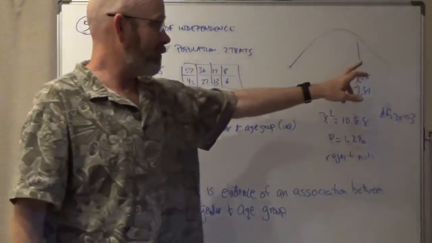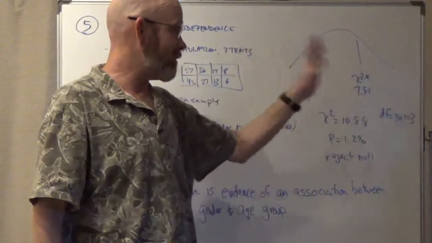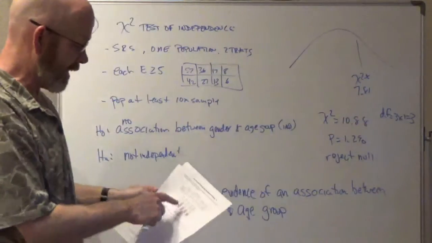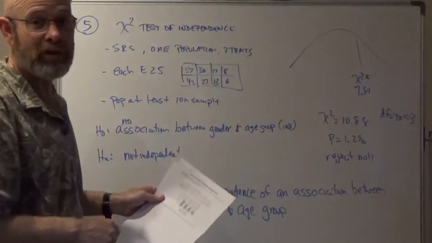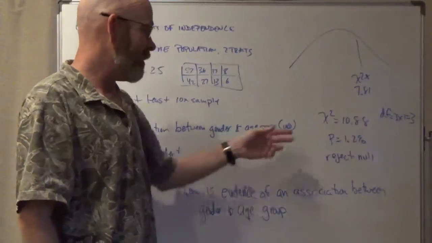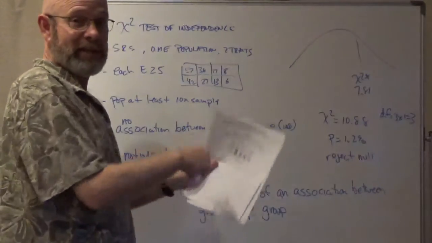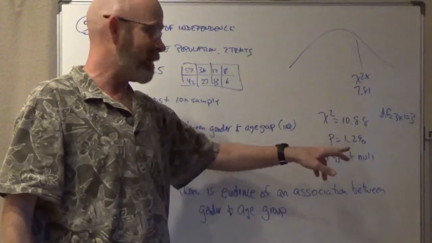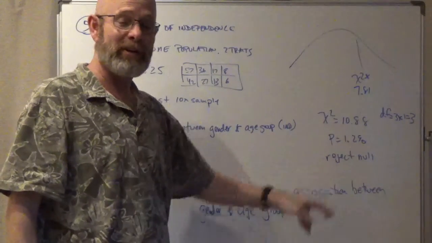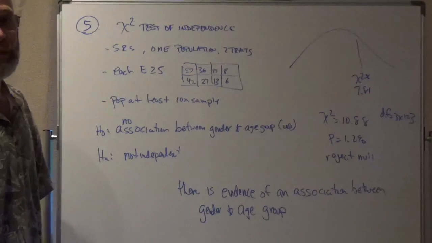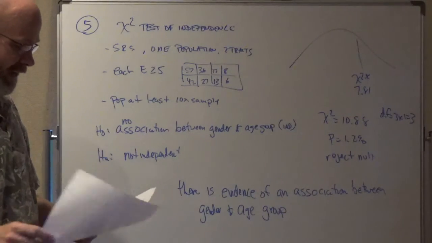It's a right tail test always, because it's skewed right for chi-squared. 7.81, 3 degrees of freedom. This is a 1, 2, 3, 4 by 2 chart, so 3 times 1 is 3 degrees of freedom, 7.81 for the critical value. But all you gotta do is put this matrix in the calculator, hit the button. You get 10.88 for your chi-squared test statistic, p-value of 1.2%, small p-value. You're going to reject the null, which means there is evidence of an association between gender and age group.